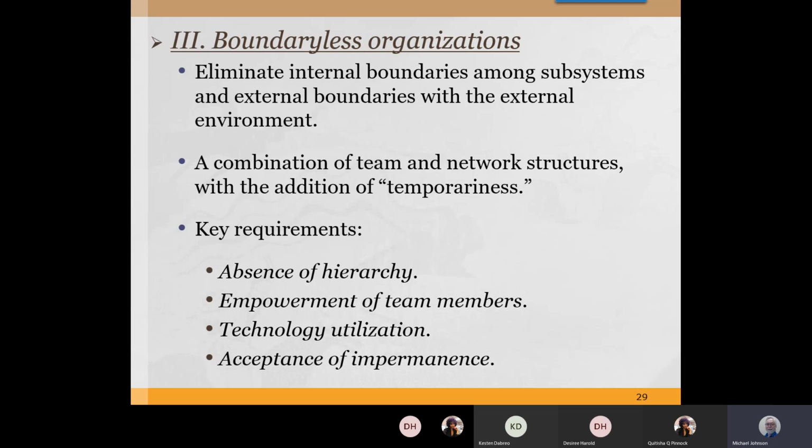Boundaryless organizations. I've met a lot of people in this category. Eliminating internal boundaries among subsystems and external boundaries with the external environment. A combination of team and network structures with the addition of temporariness. In other words, it only exists for a short period of time, and then you connect with other people. So it's not something that is written in stone that you can only deal with certain individuals.